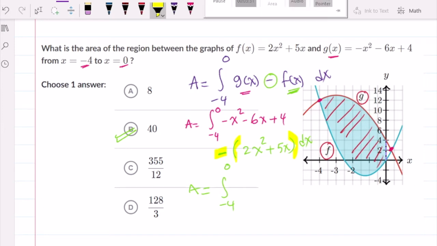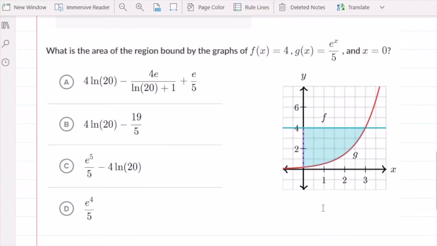Okay, one more question about how we can find the area. What is the area of the region bounded by the graph of f of x, which is equal to 4, and g of x, which is equal to e to the power x over 5, and x equal to 0? In that question he gave us three main equations: the function f of x, the function g of x, and an equation of a straight line x equal to 0. We should know that this is the area enclosed by three curves.